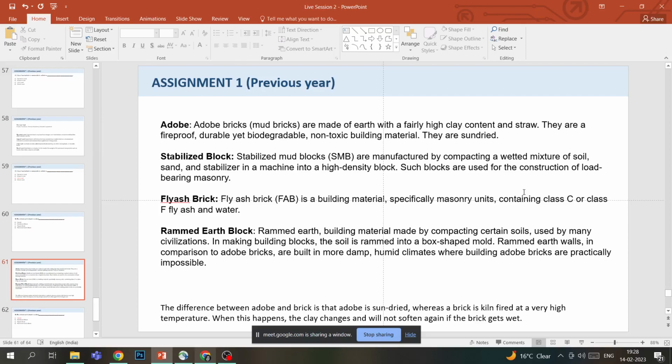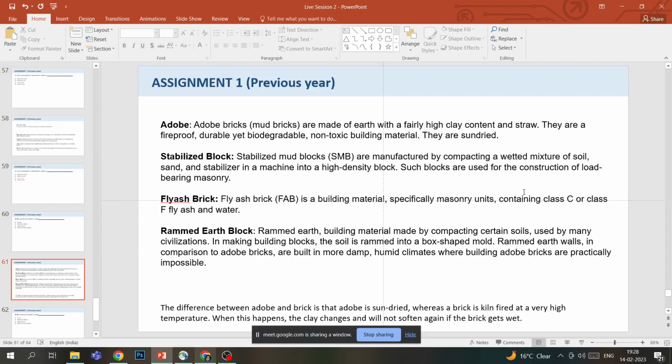Then we have rammed earth block. So rammed earth is a building material made by compacting certain kinds of soils, and it has been used by many civilizations since time immemorial. And in making these building blocks, the soil is rammed into a box shaped mold, and rammed earth walls, in comparison to adobe bricks, are built in more damp, humid climates where adobe bricks are practically impossible.